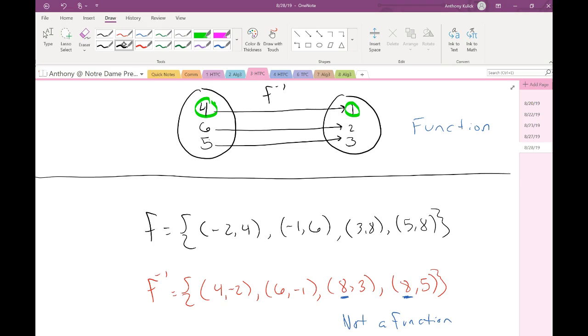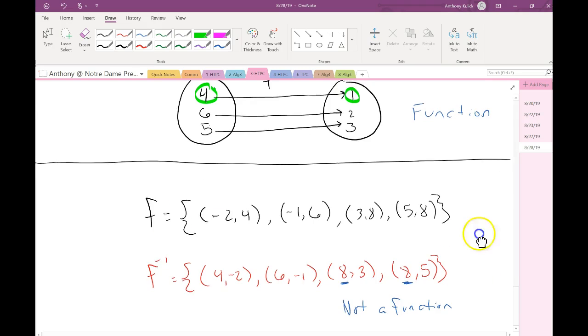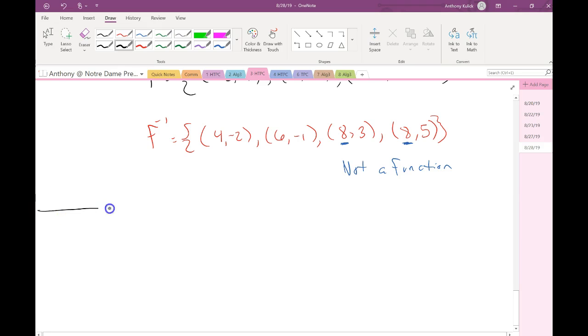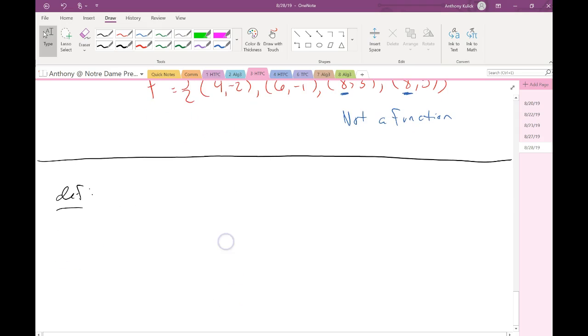To do that, we're going to need some more definitions. Okay? So we're going to define 3 things here.